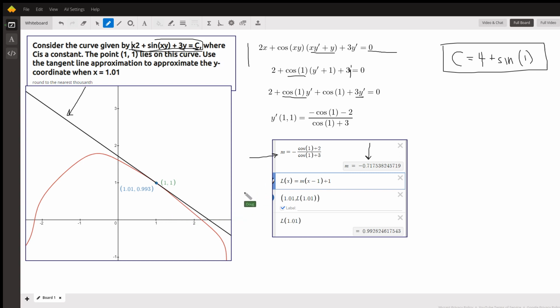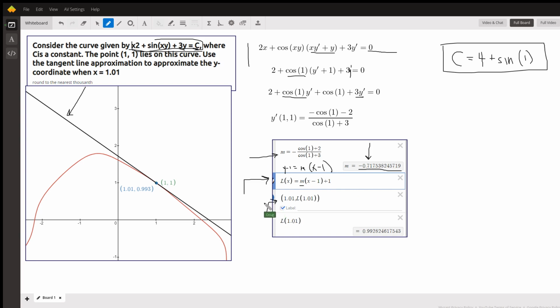And the linearization of this function is actually the equation of that tangent line at the point (1, 1). So the slope is this number right here times x minus... I used point-slope to get to this equation, y minus y sub 1 equals the slope times x minus x sub 1.